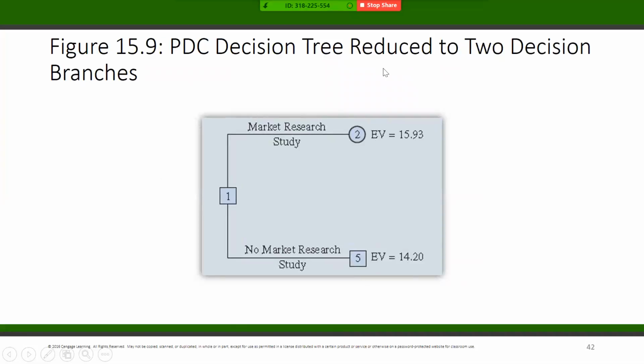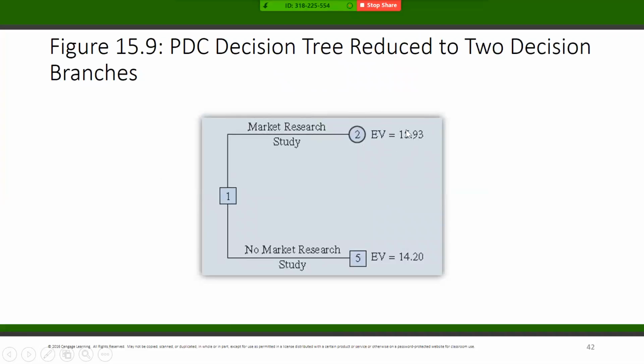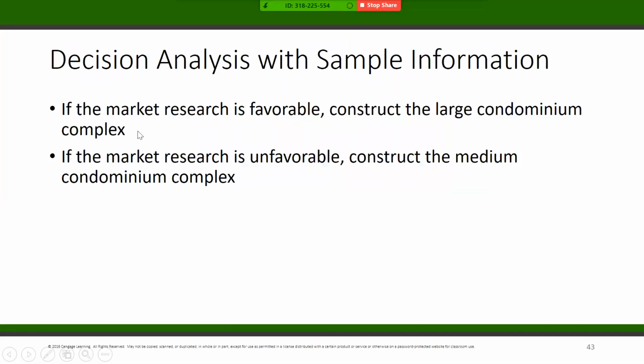All right, so now if we reduce that to 2 decision branches, we have the market study and the no market study, and 15.93 is the largest one. We're going to use that value, and 14.2 is that one. So if the market research is favorable, we're going to construct the large condominium complex. If the market research is unfavorable, we're going to construct the medium condominium complex, okay?